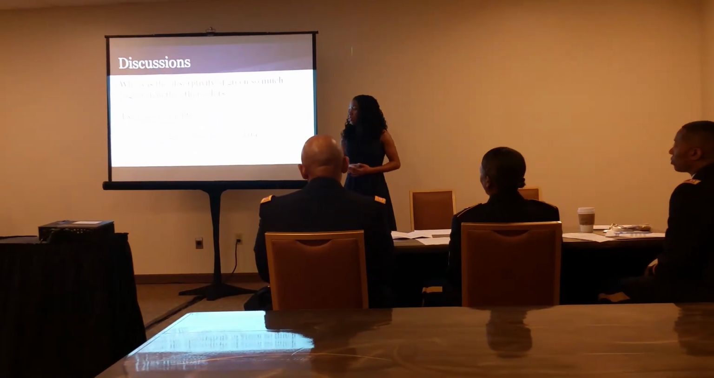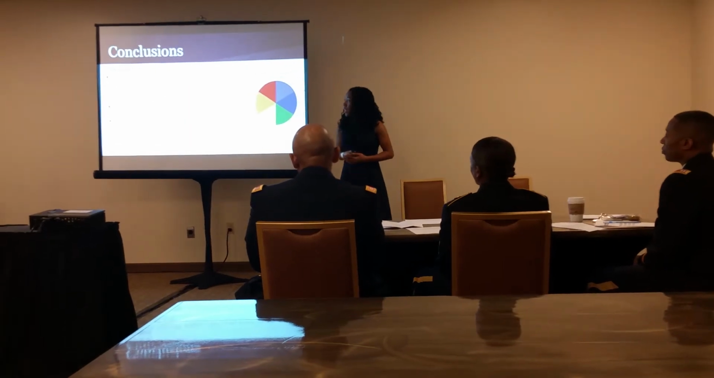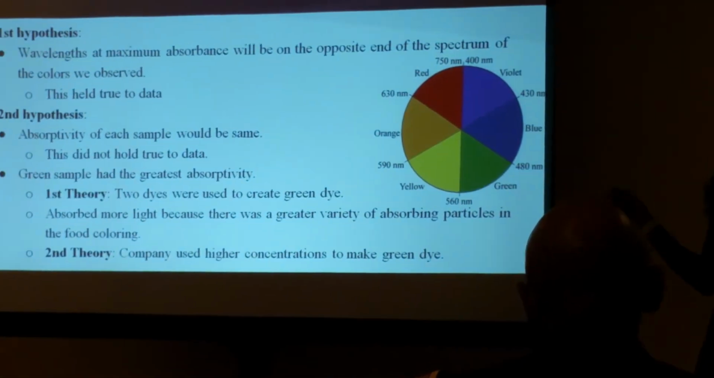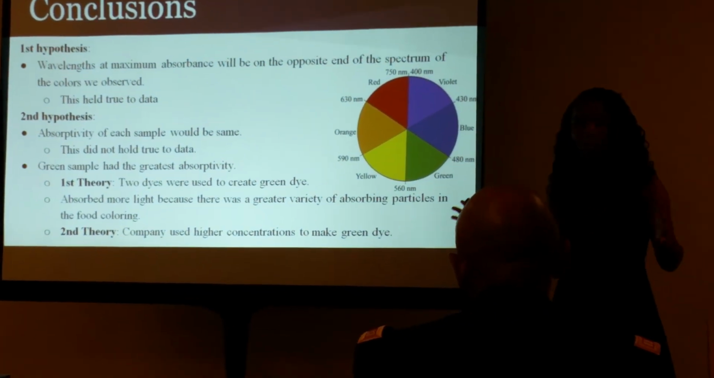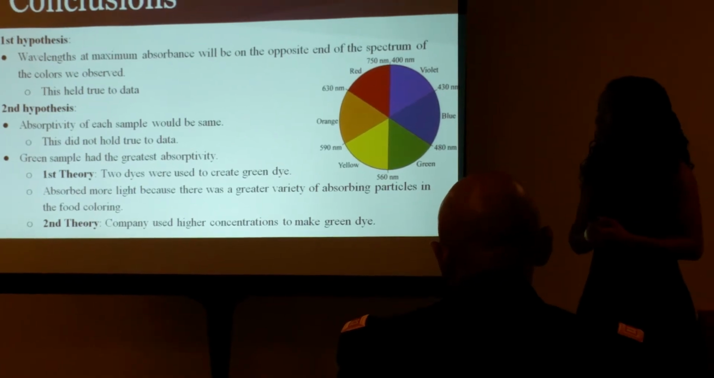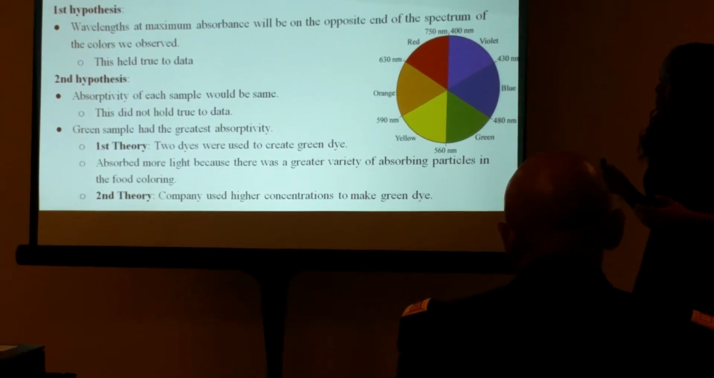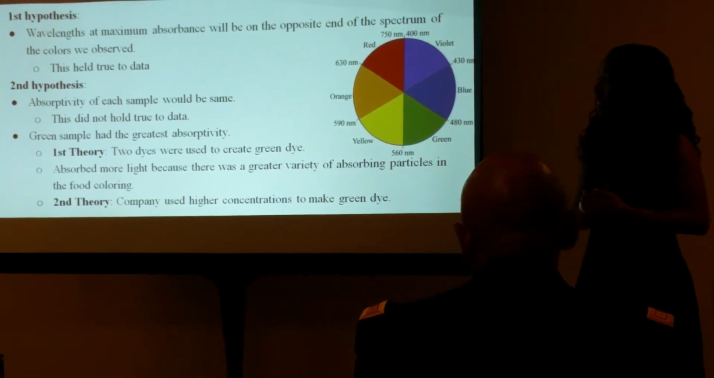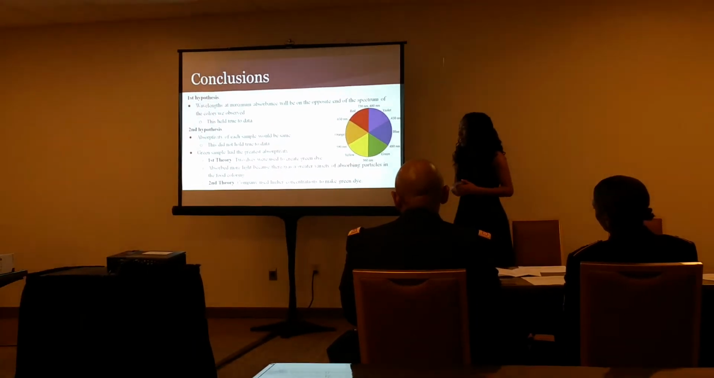So in order to answer those questions, I compared my original hypothesis to my data. And this is what I found out. So my first hypothesis was true for the most part. Again, red and yellow and blue weren't quite what they were supposed to be, but I think that was just my eyes playing tricks on me. The second part of my second hypothesis was not the same at all. Again, green had the greatest absorptivity by far.